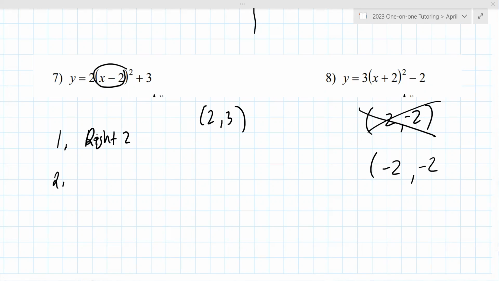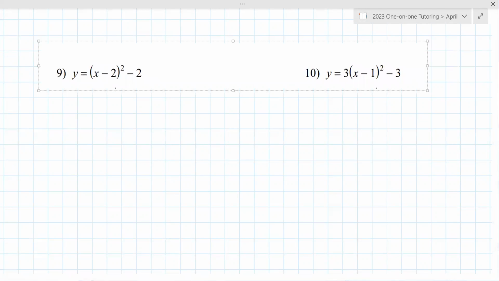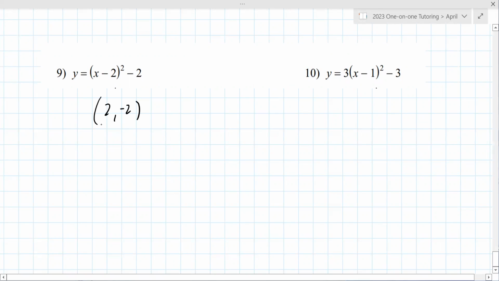We got to get you to do a couple correct here. Sorry, so let's do 2 more, and then we'll jump to some more problems that you've got. All right, very well. All right, give me the vertex, please. 2, -2. All right. 1, -3. All right, very good.